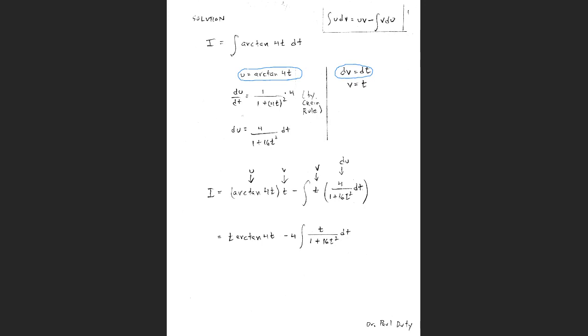So, okay, u is the arctangent of 4t. dv is dt. Well, this means then that v would have to equal t. And by the chain rule, we differentiate u with respect to t, and then du is equal to 4 over 1 plus 16t squared dt. So again, here's the integration by parts formula on the top right here, and we're just going to do it.